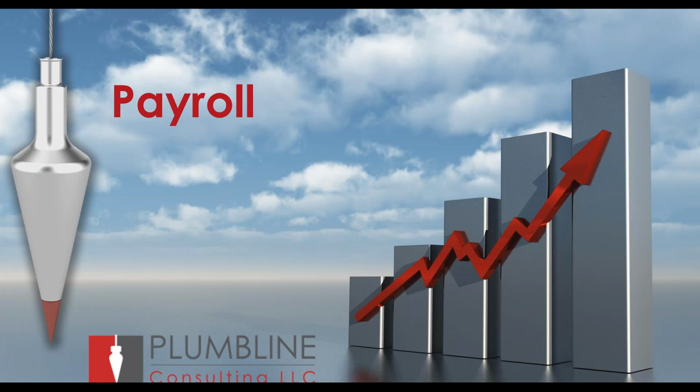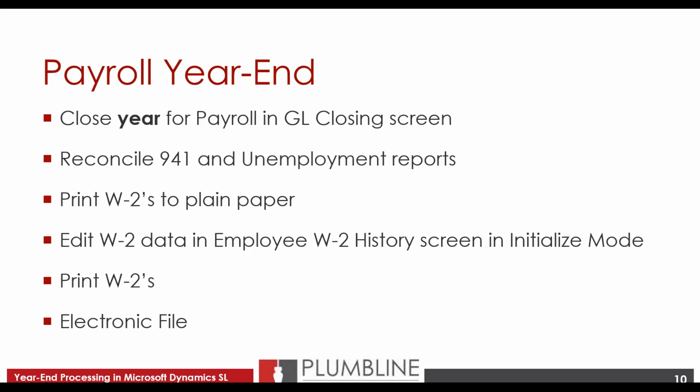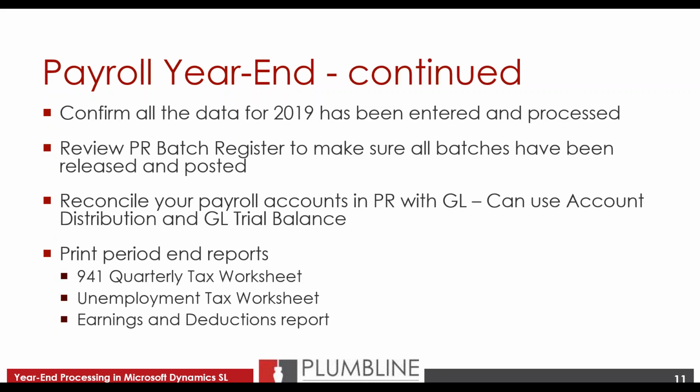Moving on, we're going to take a closer look at the payroll module. So the typical flow for year-end processing in the payroll module includes closing the year for payroll in the GL closing screen, reconciling the 941 and unemployment reports. You want to print the W-2s to plain paper so you can review the calculated amounts. You would edit any W-2 data as needed. You can do that in employee W-2 history or in initialized mode, printing the actual W-2 forms, and then generating the electronic file. Let's visit these items in a little bit more detail here.